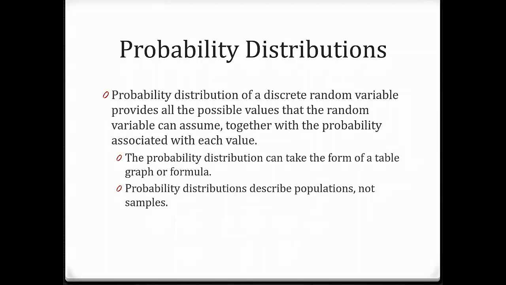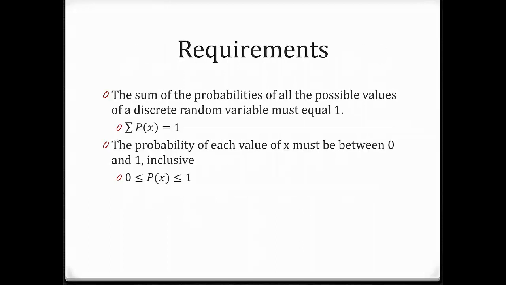Probability distributions. This is where our discussion will be going, and we'll be talking about this a lot, mostly in the continuous random variable world. Discrete random variables, not so much. The probability distribution of a discrete random variable provides all the possible values that the random variable can assume, together with the probability associated with each value. The probability distribution can take the form of a table, graph, or formula, and probability distributions describe populations, not samples.